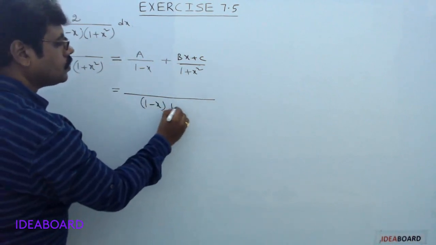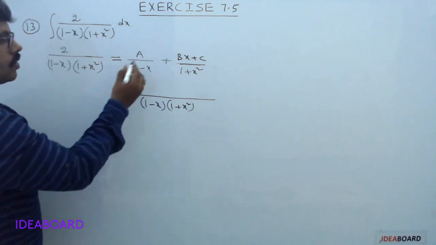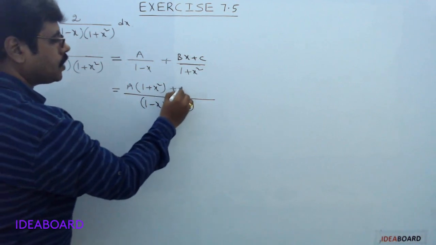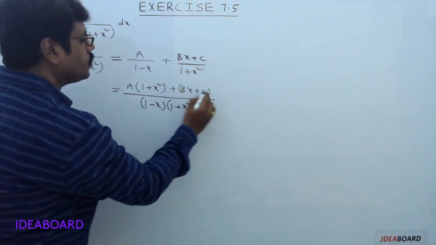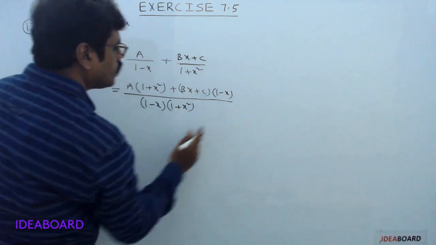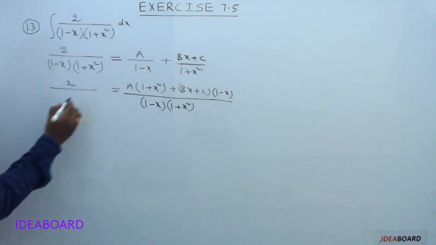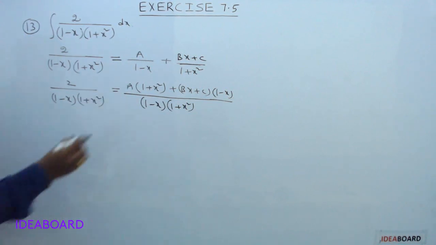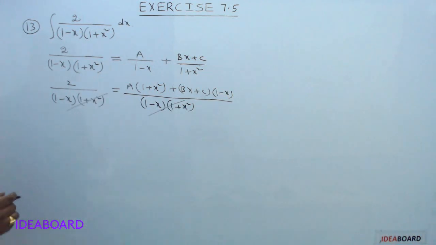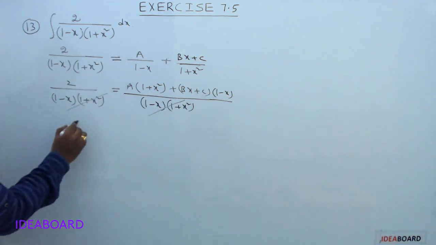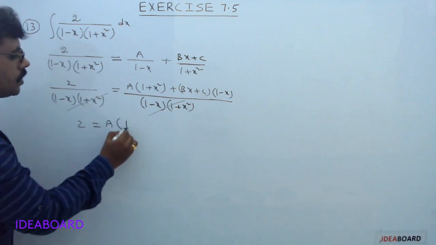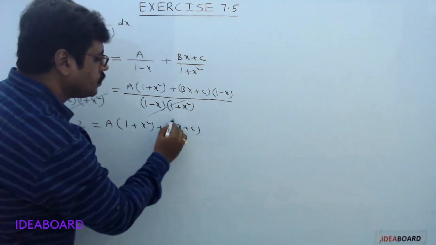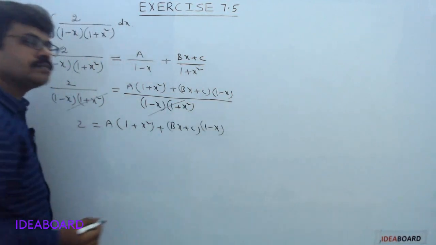1 minus x into 1 plus x square. Now, corresponding numerator: a into 1 plus x square plus bx plus c into 1 minus x. Now, write down this LHS part as it is: 2 divided by 1 minus x into 1 plus x square. Now, cancel the denominators on both sides. Then write down the remaining expression: 2 equals a into 1 plus x square plus bx plus c into 1 minus x.